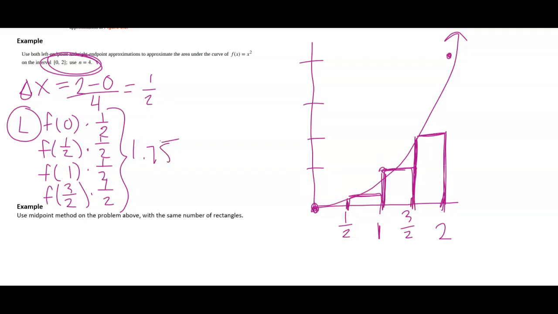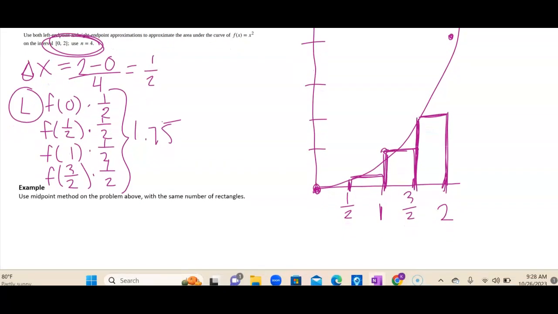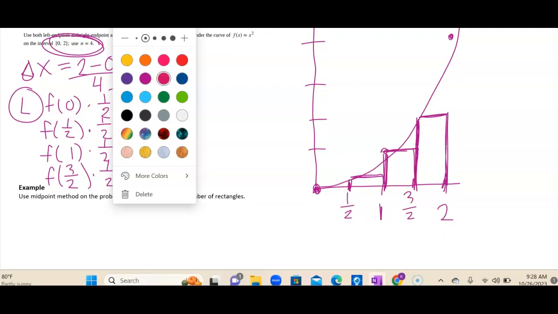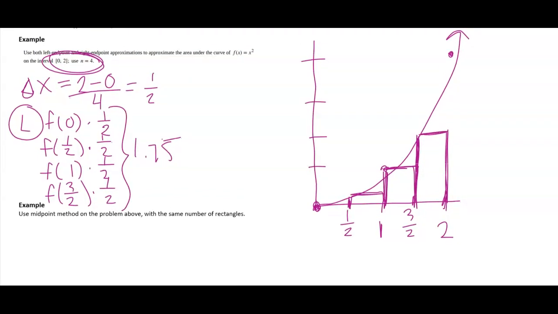All right, I'm going to go ahead and keep this all here, but I'm going to change my pen color. Let's do a blue. Sorry, I probably moved the screen around a lot for you. Okay, so let's do right endpoint method using the same graph. So all of my delta x's are all going to stay the same because I'm using the same number of rectangles, but now I'm going to use the right endpoint in order to figure out what my f of x value should be, or the height approximation should be.